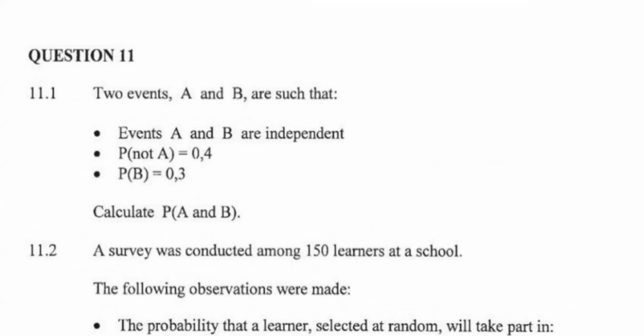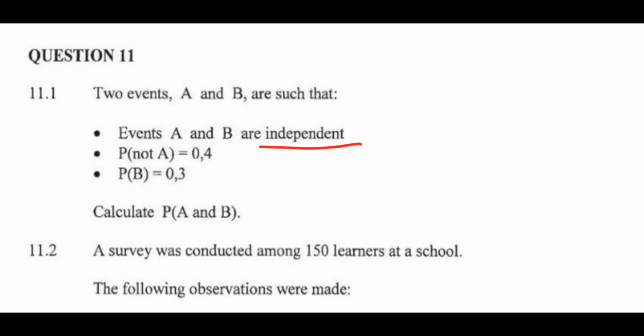11.1 says 2 events A and B are such that events A and B are independent, and then the probability of not A, so the probability of event not A happening is 0.4, and the probability of event B happening is 0.3. Calculate the probability of A and B.